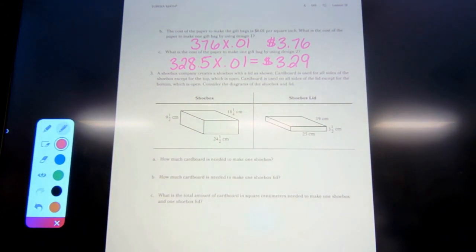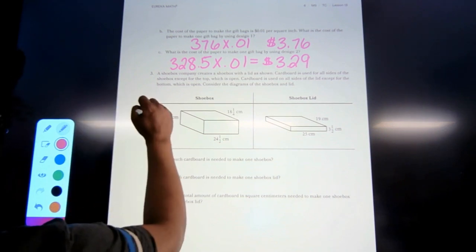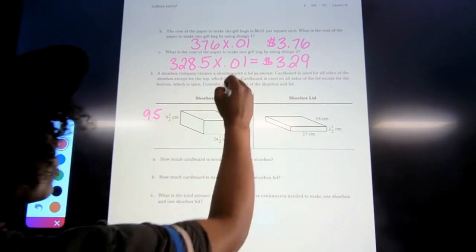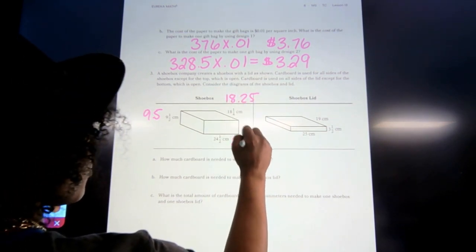Number 3 says, a shoebox company creates a shoebox with a lid as shown. Cardboard is used for all sides of the shoebox except for the top, which is open. Cardboard is used on all sides of the lid except for the bottom, which is open. Consider the diagrams of the shoebox and the lid. How much cardboard is needed to make one shoebox? In this particular case, I'm going to turn these into decimals: 9.5, 18.25, and 24.5.